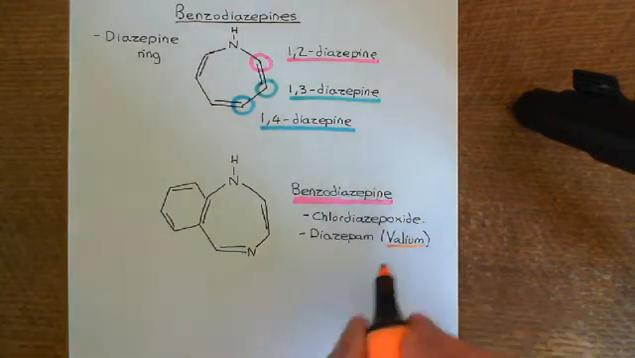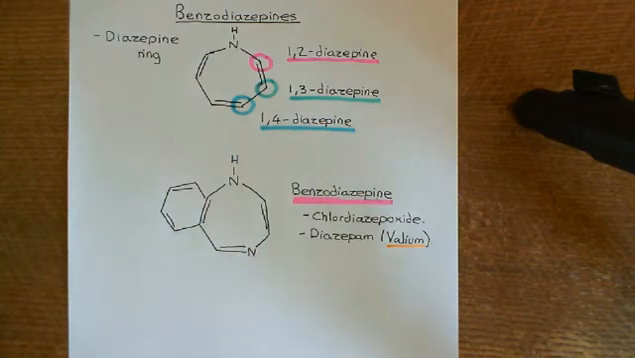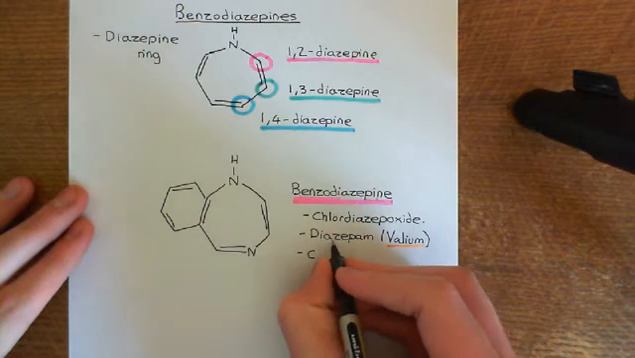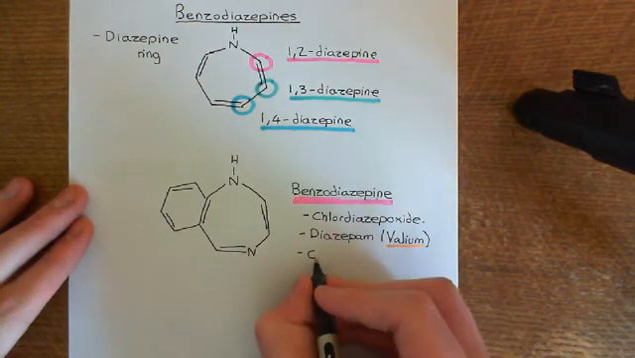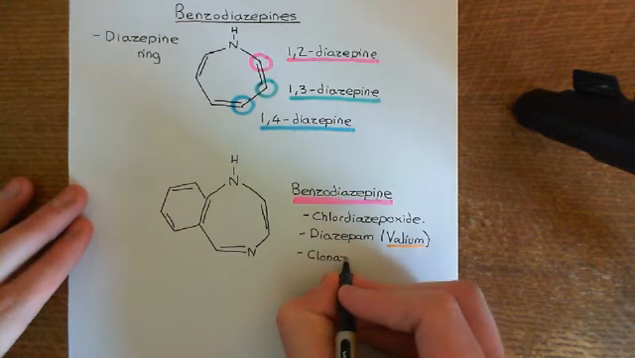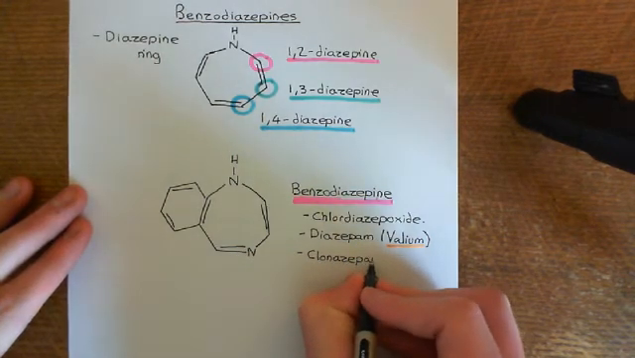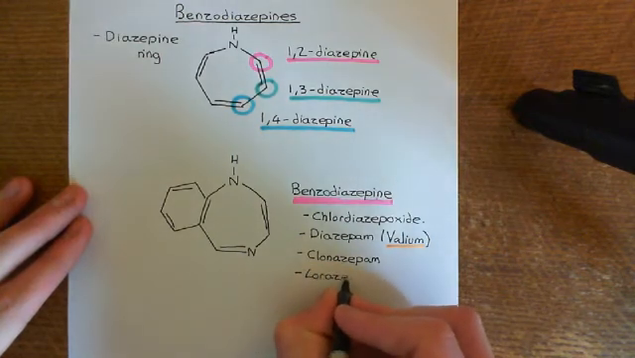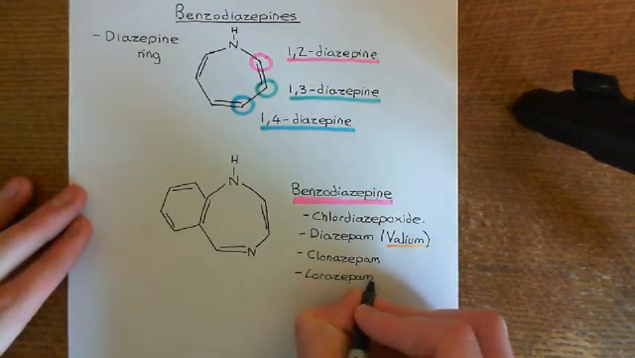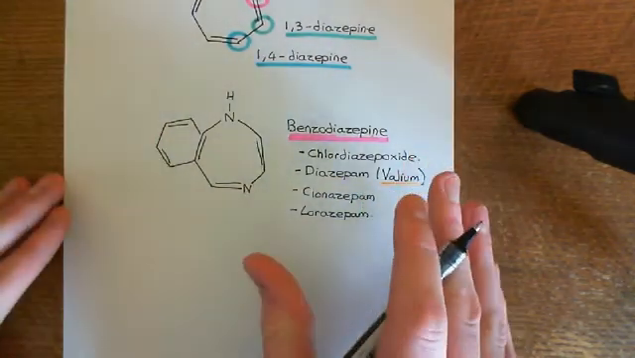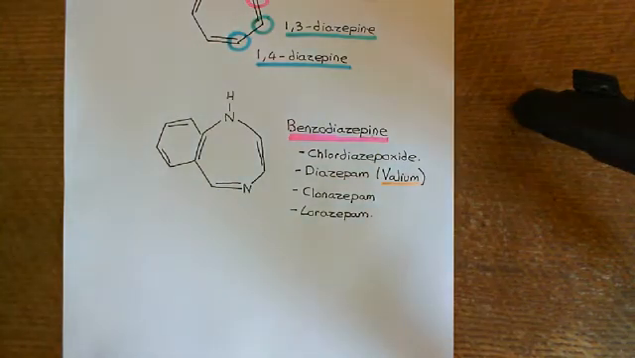Then other benzodiazepines are clonazepam and lorazepam as well. So we try and end their names with zepam, although obviously it doesn't work all the time. Clonazepam, and then also you have lorazepam. Right, so those are some examples of benzodiazepine drugs, and again, like with the antidepressants, there are loads more that I could give as examples, but we've got the most important one there, certainly.